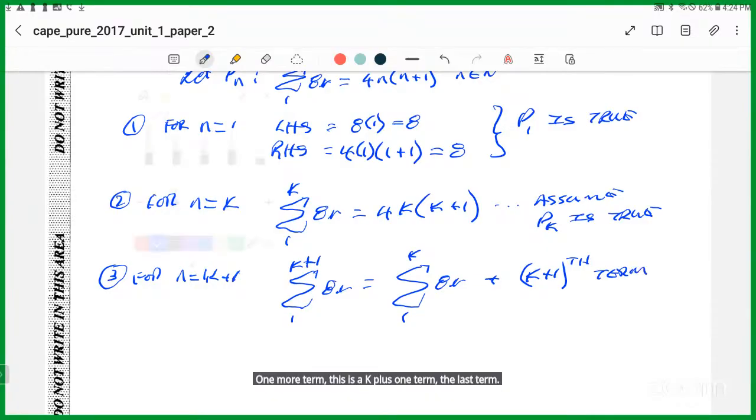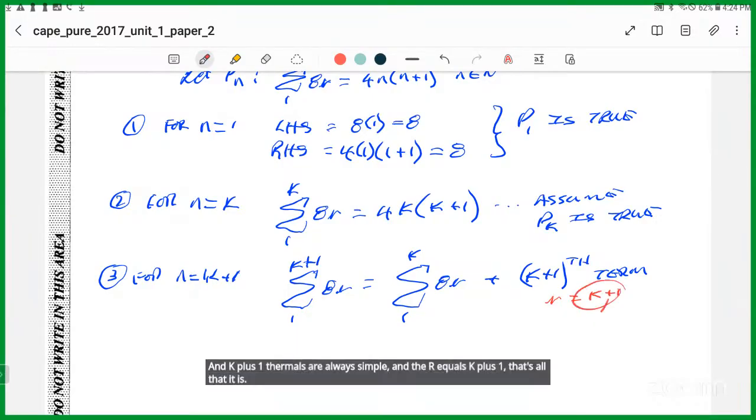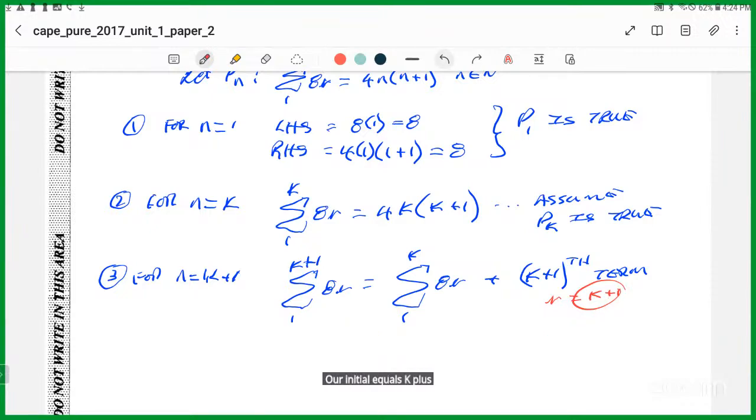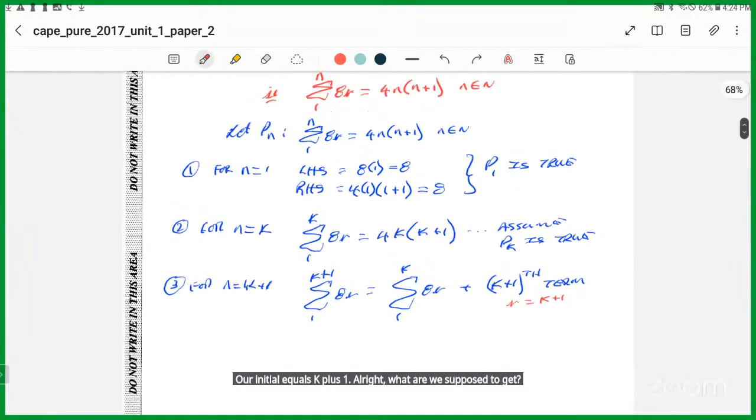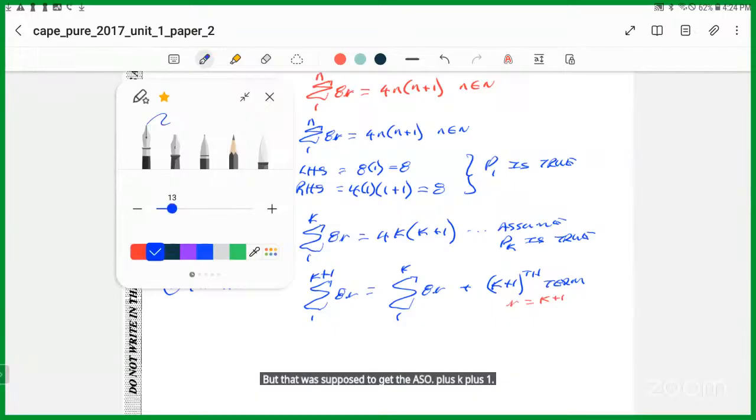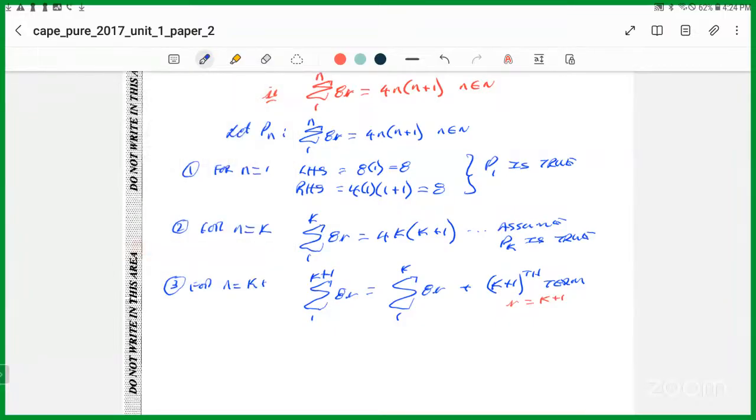And the k plus 1 term is always simple when r equals k plus 1. That's all that it is. R equals k plus 1. Alright? What are we supposed to get here when n equals k plus 1? That is what we're supposed to get.